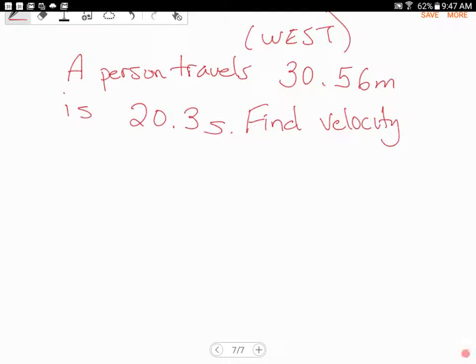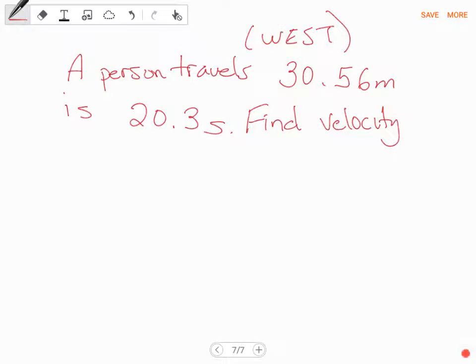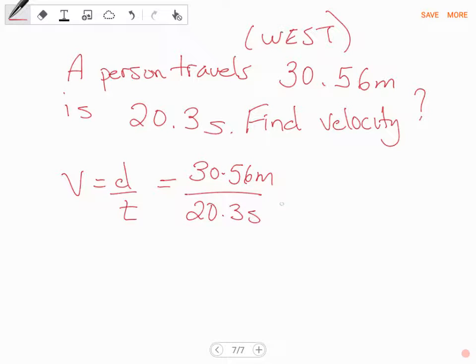Now look, everybody, here's the deal. I don't mean to confuse you with content right now, but I'm trying to show you the main general rule of significant digits as it will apply to you. The formula you use in this case is V equals D over T. This is a formula we'll come across in this course. Our displacement or distance in this question is 30.56 meters divided by 20.3 seconds.